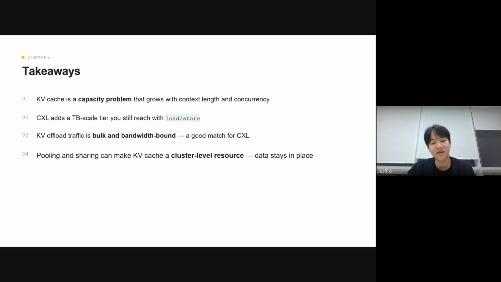And for the last one, with pooling and sharing, KV cache can become a cluster-level resource, and there's only one physical KV cache that multiple servers can share and access directly.